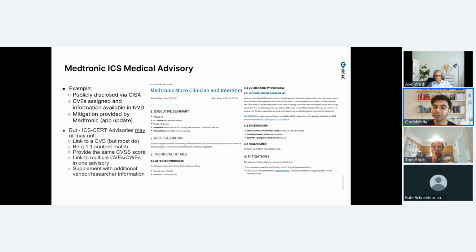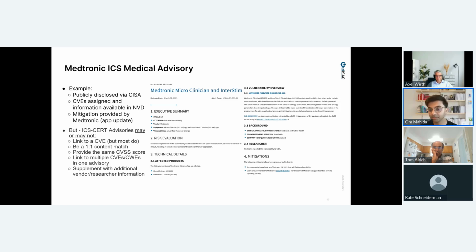If we now turn the table and look at all the ICS CERT medical advisories, the majority of them have a lot more information. They contain a high-level summary, some risk evaluation, and some technical details, and these technical details usually contain affected products and the CVEs, so the vulnerabilities actually assigned to this advisory. Oftentimes it's not always a one-to-one relationship. There can be many vulnerabilities against one advisory.